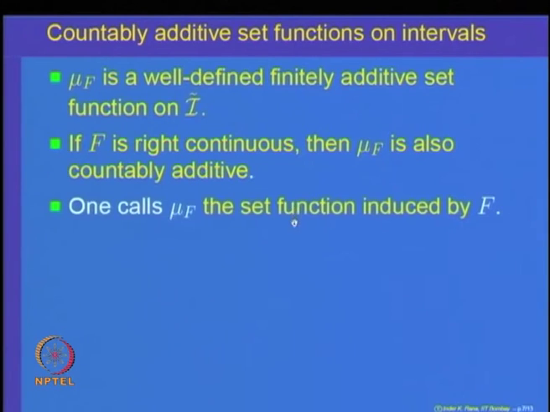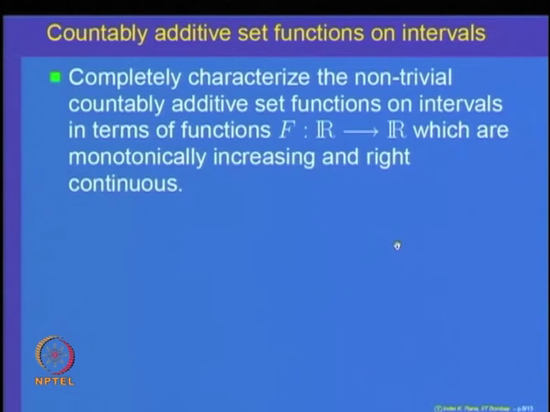This function mu f is called the set function induced by the increasing function f. This gives us a complete characterization of non-trivial countably additive set functions. Why non-trivial? Because we are looking at mu of the left open right closed interval (a, b] to be finite, in terms of functions which are monotonically increasing and right continuous. So, in some sense there is a correspondence between measures on the class of all intervals and monotonically increasing right continuous functions.